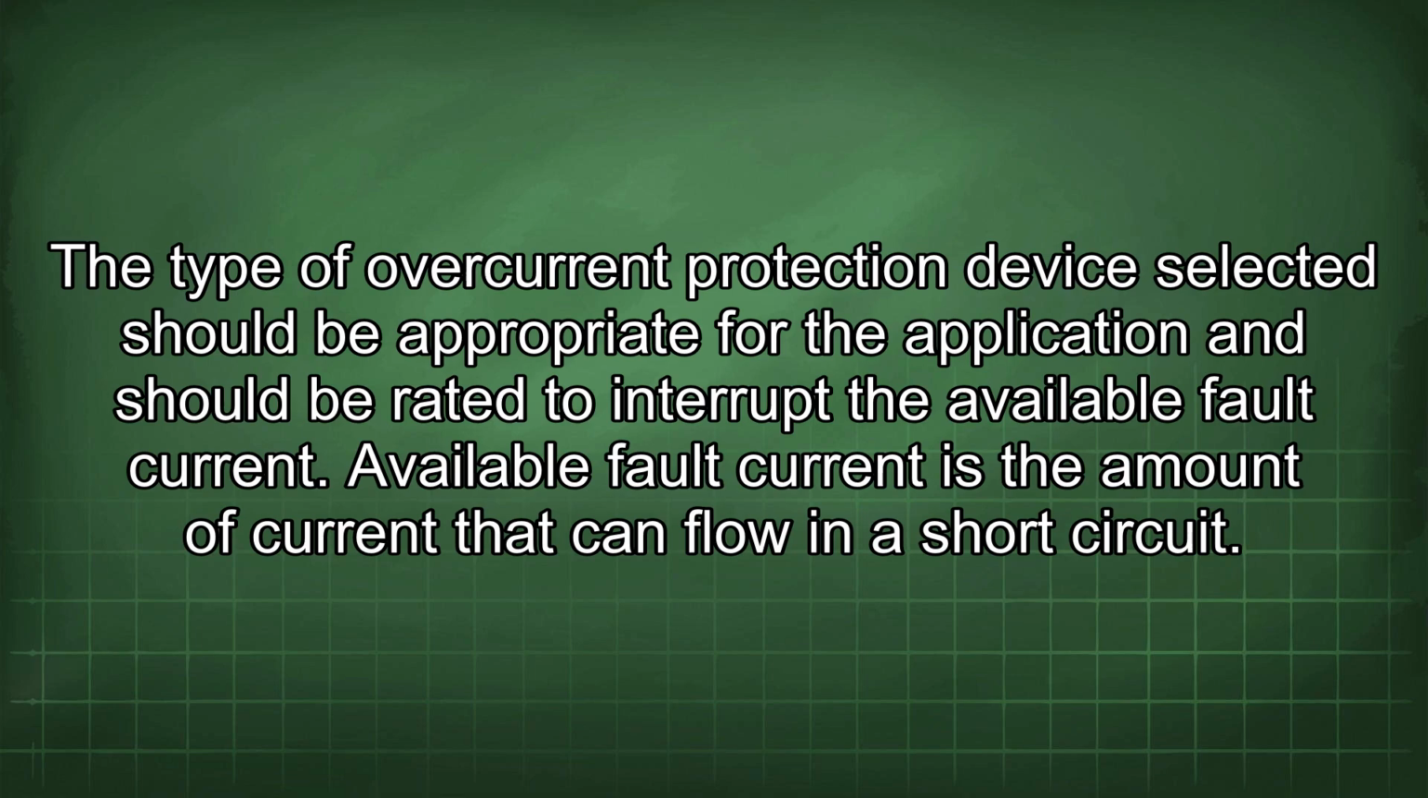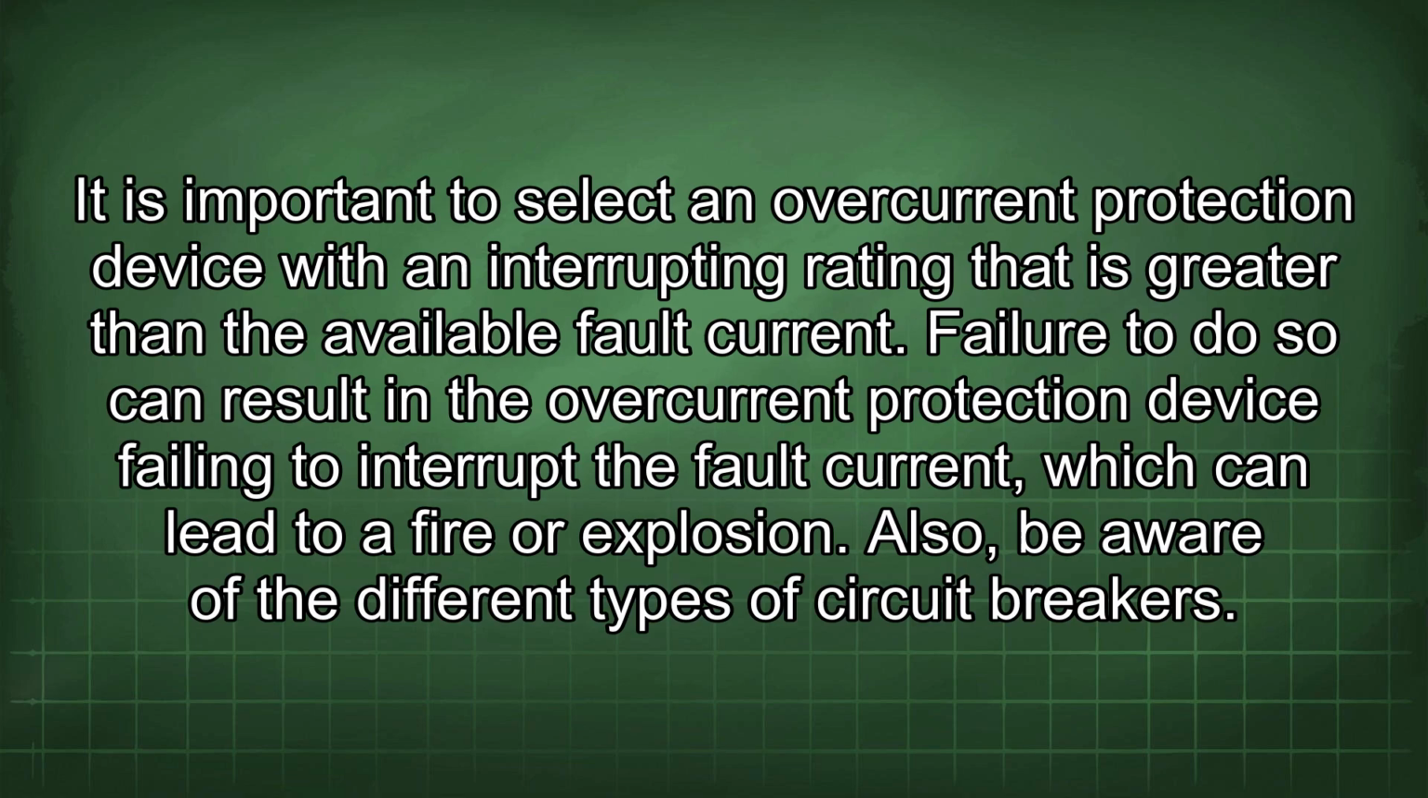available fault current. Available fault current is the amount of current that can flow in a short circuit. It is important to select an overcurrent protection device with an interrupting rating that is greater than the available fault current. Failure to do so can result in the overcurrent protection device failing to interrupt the fault current, which can lead to a fire or explosion.